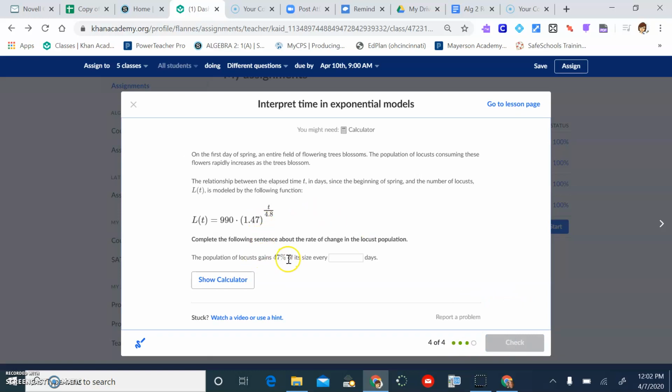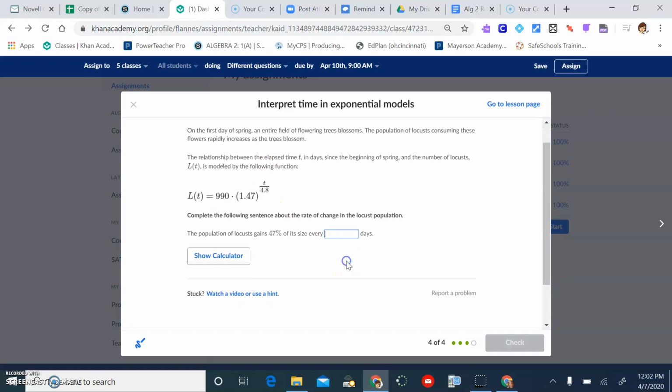It's gaining 47% because it has 100 plus 47% in here, once every 4.8 days.